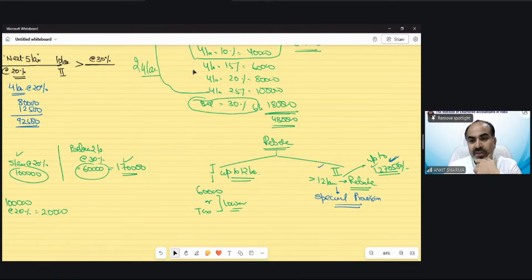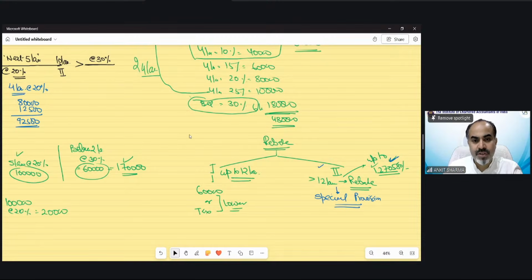Yes, this rebate concept up to 12 lakh is applicable to all under the default regime. Up to 12 lakh income, you have to give the rebate up to 60,000 or the amount of tax, whichever is lower. If income exceeds 12 lakh rupees and is up to 12 lakh 70,580, then you have to calculate rebate as per a different method, which we are going to discuss in some time.